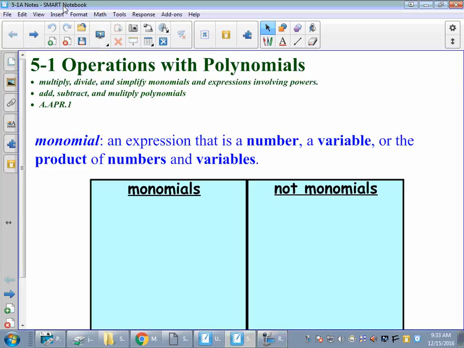These are your 1A notes, and we're going to talk about operations with polynomials. Today we're going to talk about monomials, and we're going to define what a monomial is. We're going to add, subtract, multiply, and divide them.